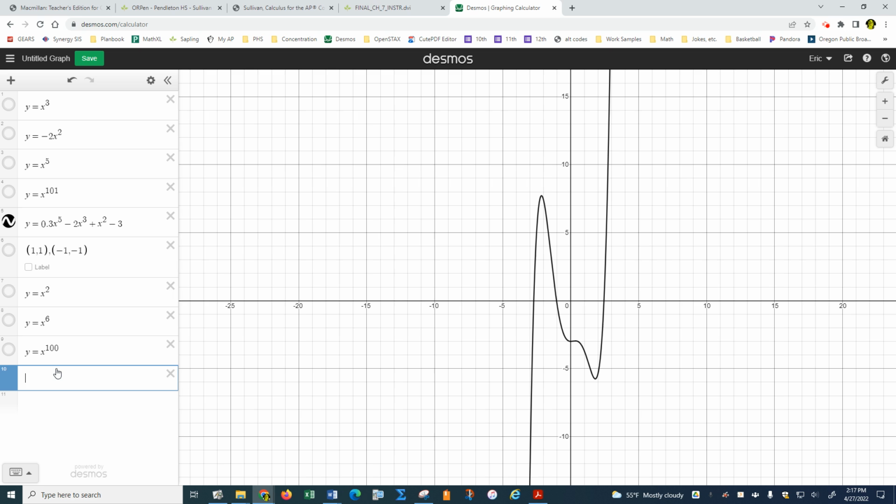Let's try another one. I'm going to make up another weird one here. So let's do y equals negative 1 divided by pi x to the 11th plus 1,000 x to the 10th minus 5. Okay, talk about that with your neighbor for a second. I want to know what's the end behavior going to do on that guy.